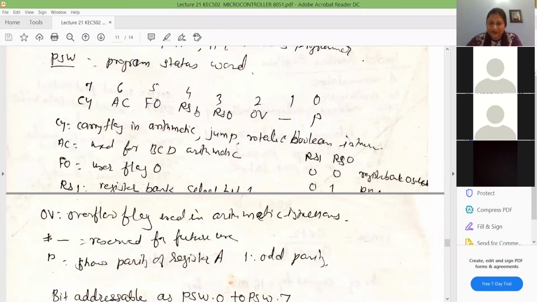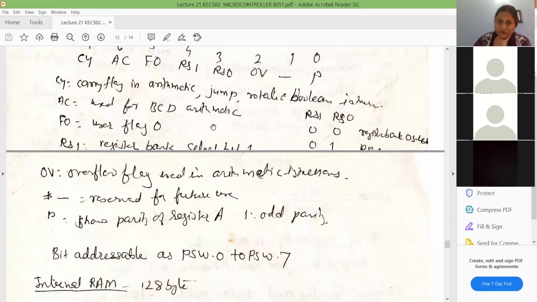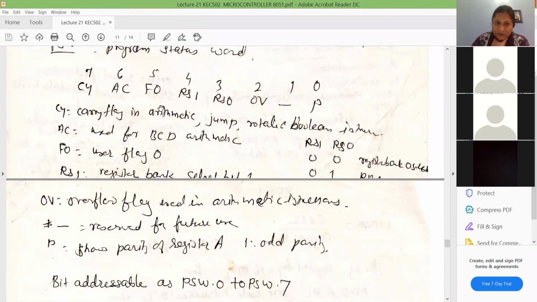If the combination of these 2 bits is 00, then it is bank 0. If it is 01, then it is bank 1. If it is 10, then it is bank 2. And if it is 11, then it is bank 3. So if I refer to R0 to R7, then by stating the appropriate combination in this program status word, I have to specify the bank first.